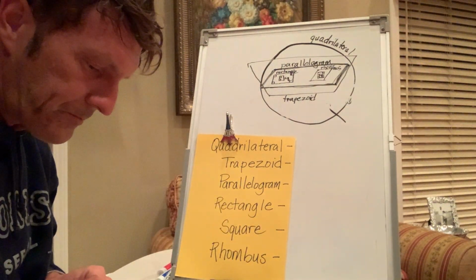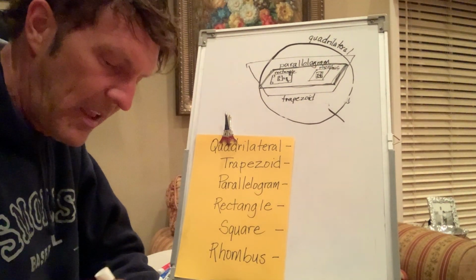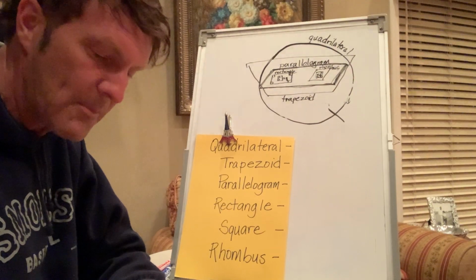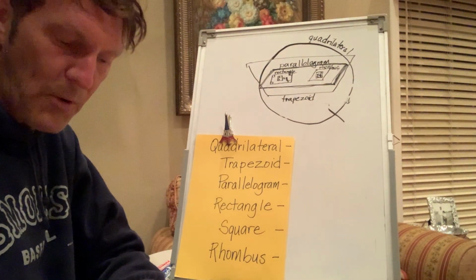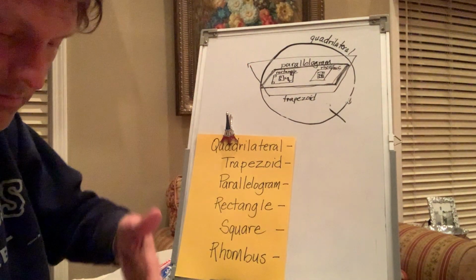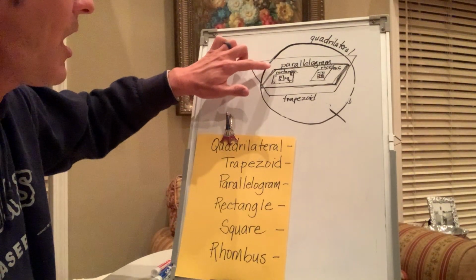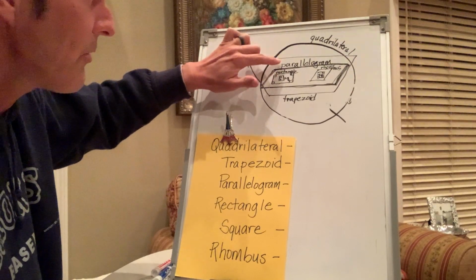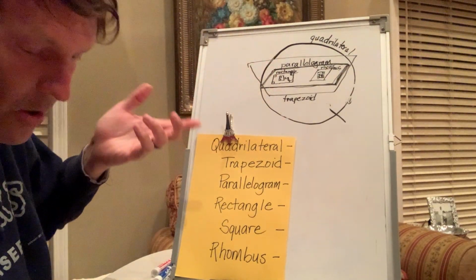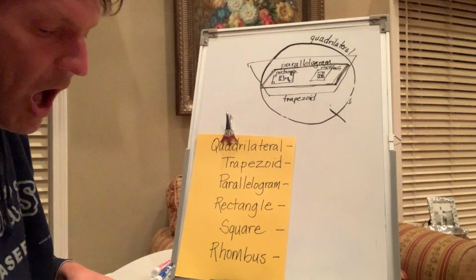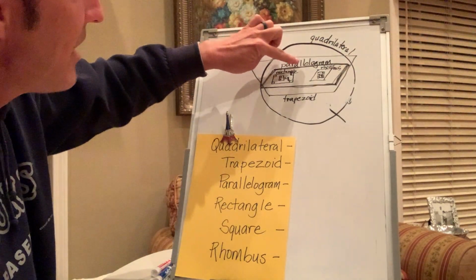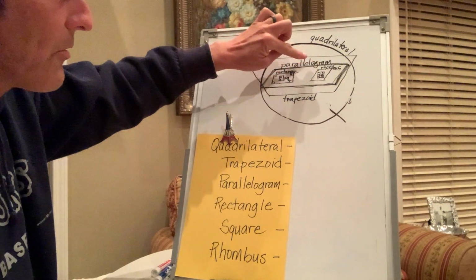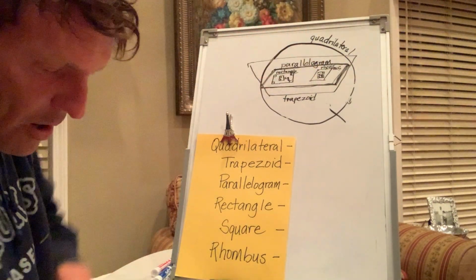So let me just throw out some questions. These are some of the questions when I went through the lesson. It says all parallelograms are, and one choice is rectangles. Well, not all parallelograms are rectangles. Rectangles are parallelograms, but parallelograms aren't always rectangles, so that's no. All parallelograms are rhombuses? No, they're not. Rhombuses are parallelograms, but parallelograms don't have to be rhombuses.